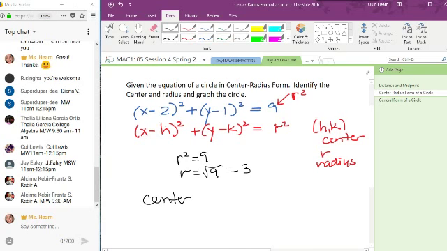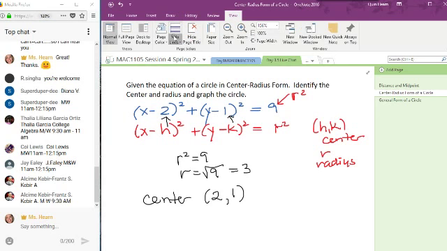And our center is going to be (h, k). Now, h is the number that's being subtracted from the x. So in this case, 2 is being subtracted from the x, so the x-coordinate of the center is 2. And k is the number that's being subtracted from the y, so in this case, that would be a 1. So we have the center (2, 1). All right, now that we have the center and the radius, that's enough information to graph the circle.